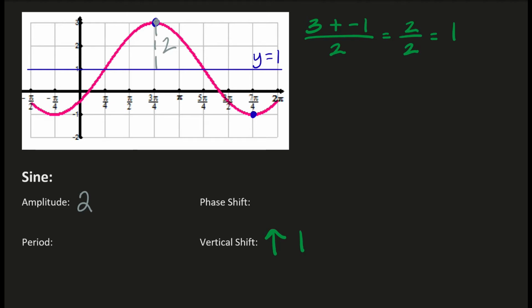The period is found by measuring from a crest to crest, a trough to trough, or a phase shift to another phase shift. So here, there are no two crests, so we're going to measure from this trough at -pi/4 to this trough at 7pi/4. And that is going to be a distance of 2 pi.